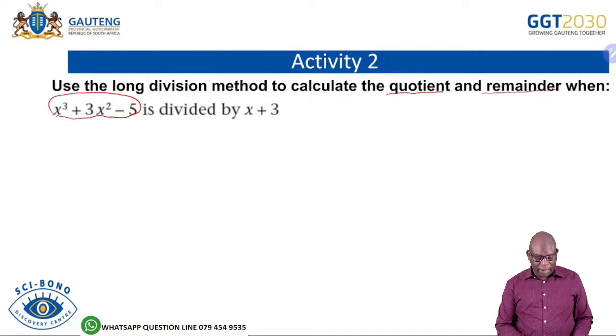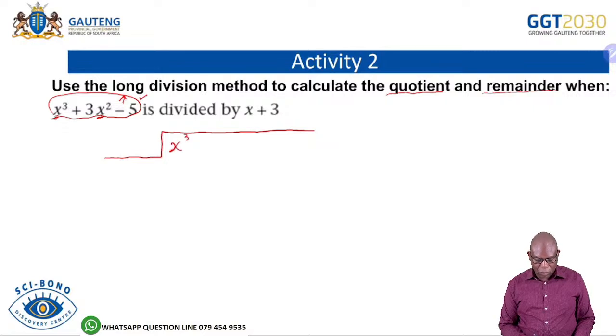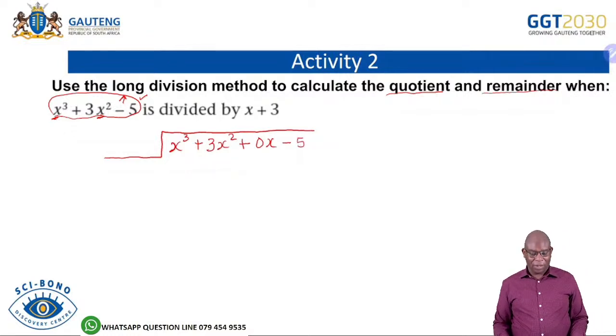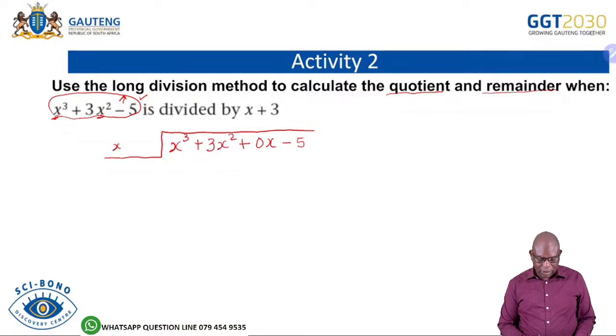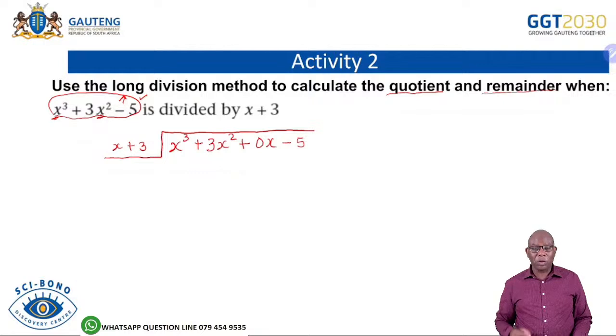So you can see here I have x cubed, x squared. The c is not there, so it's a 0, and the d is there. I think the easy way to write it will be to write x cubed plus 3x squared, I'll just say plus 0x minus 5. Then I have a, b, c, d. Okay, so I'm having an x plus 3 here. So I'll do the same, the same division.